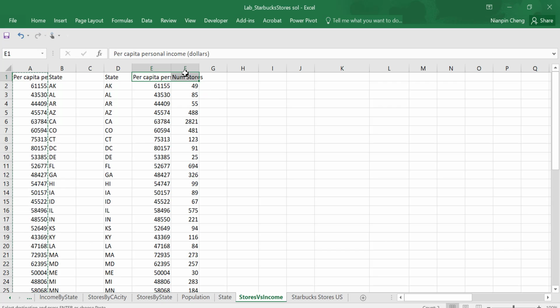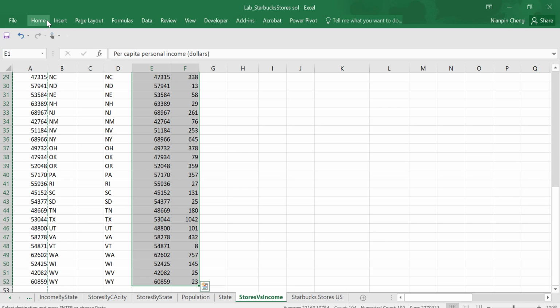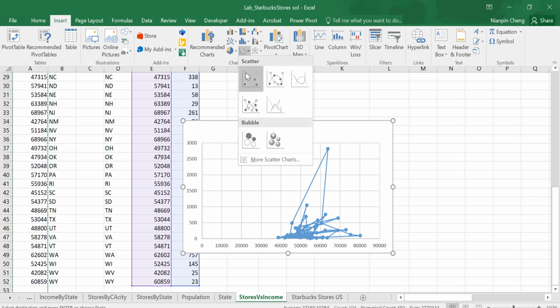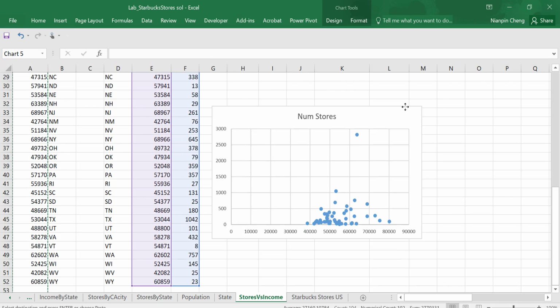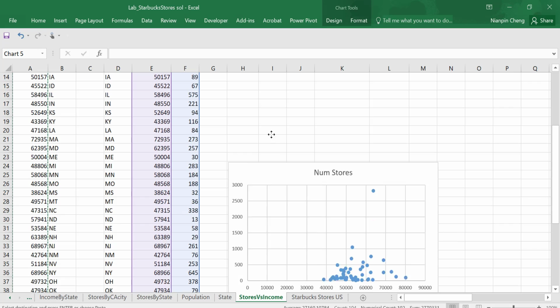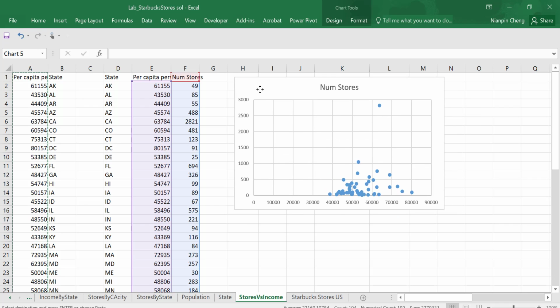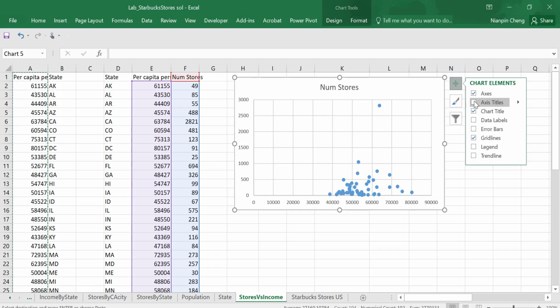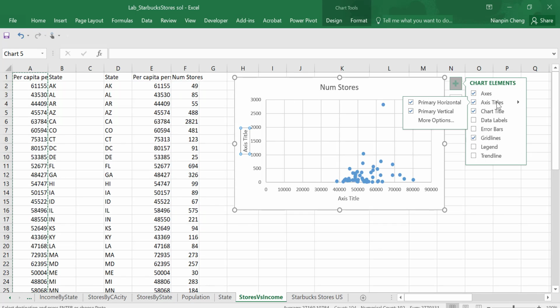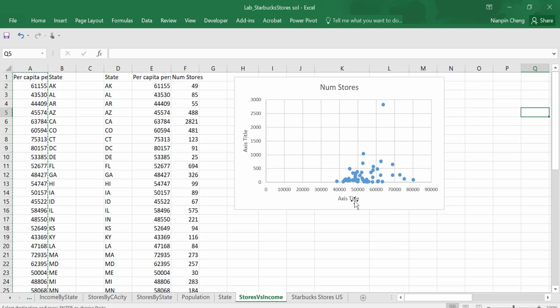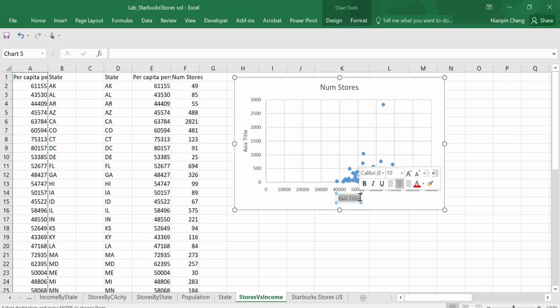Now we can generate a scatter plot to show the relationship. Okay, so this is the scatter plot. So number of stores is y, and x is the personal income. So we need to show the, see, okay, so we add, this is personal income.